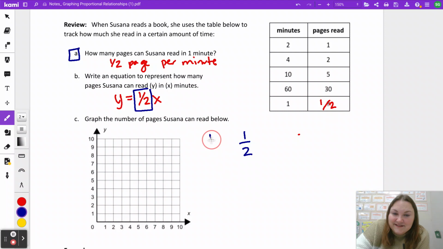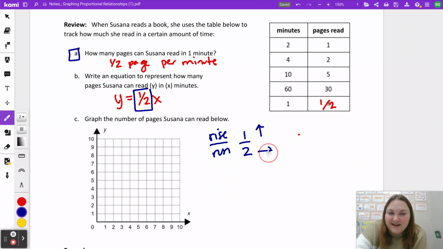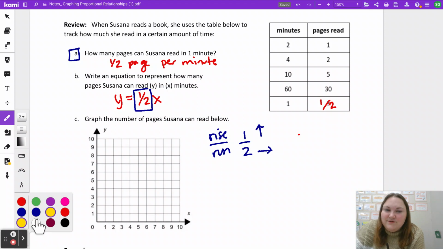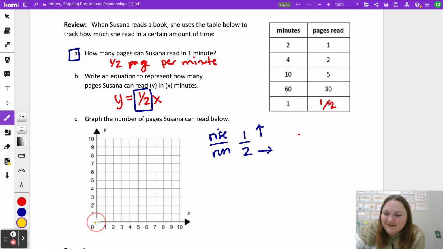And so that is going to tell me my rise and my run. That is telling me I need to go up 1 box and run 2 boxes to get our graph. So when we do that, I'm going to start again at 0, 0, because just like we said before, if she reads 0 minutes, that would be 0 pages. And using my slope, I know the next point is going to be up 1 box and over 2. It would be right here.